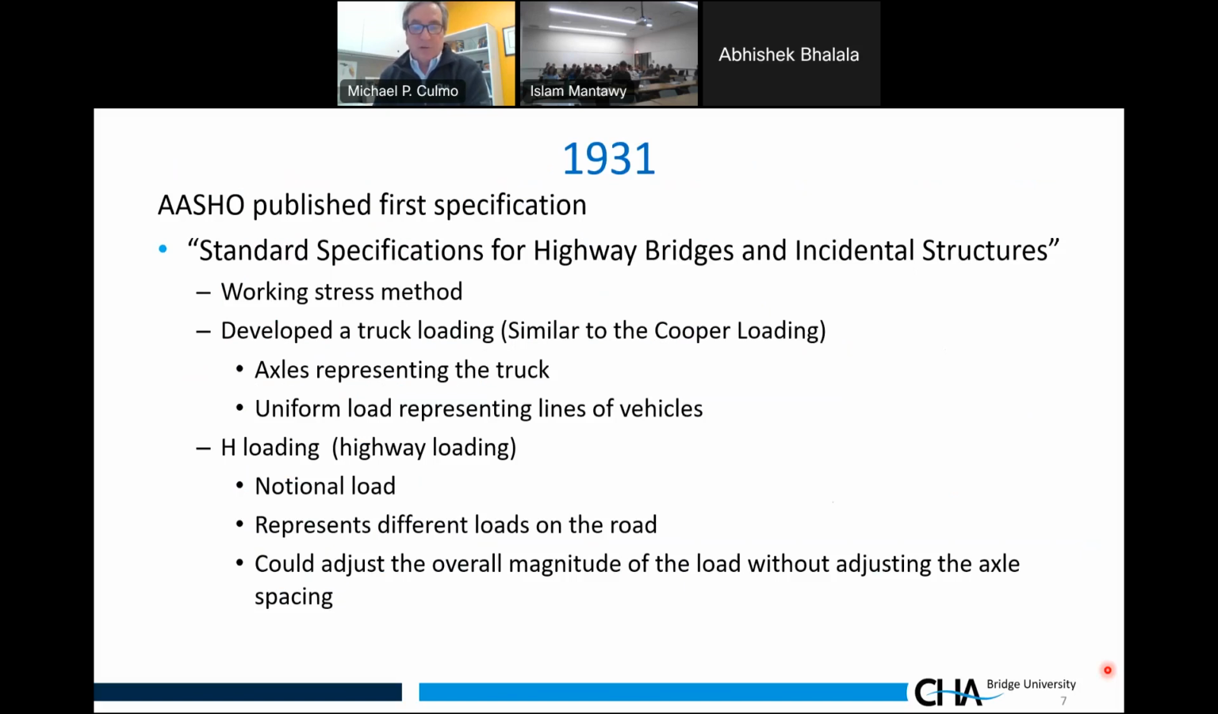You can adjust it for the overall magnitude if you want to make a bridge, say, safer. Like the Cooper loading, we had the E60 and E80. Similar things could be done with this truck.